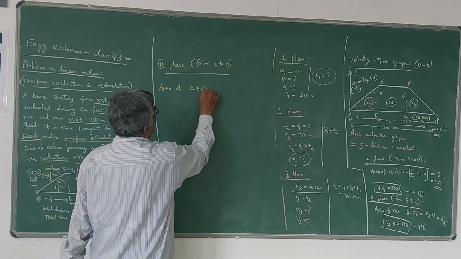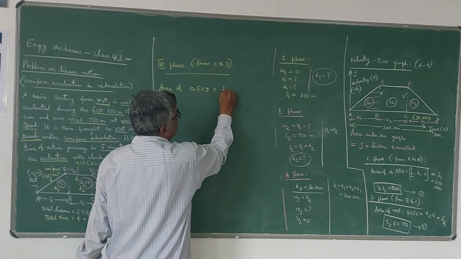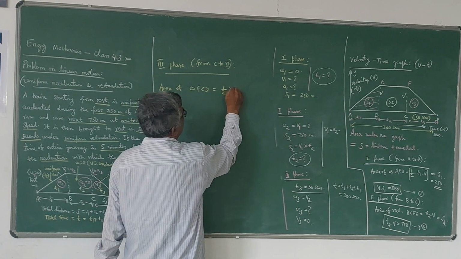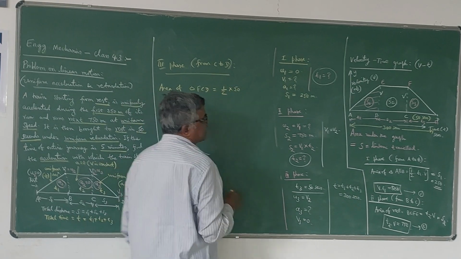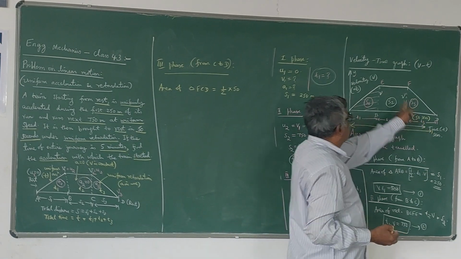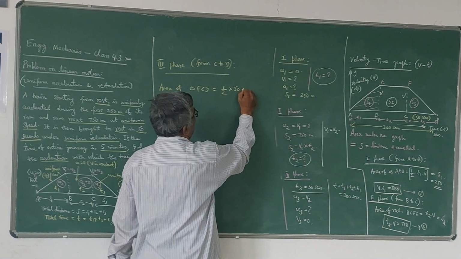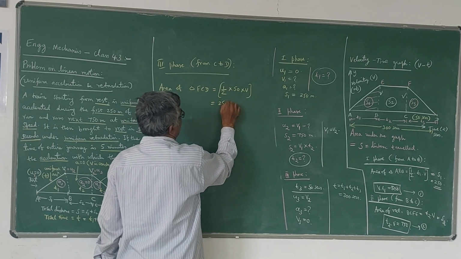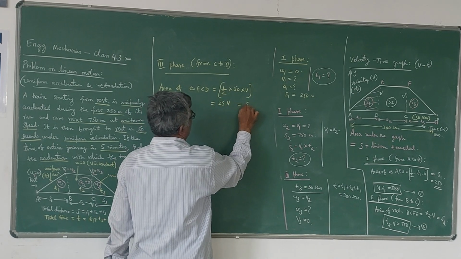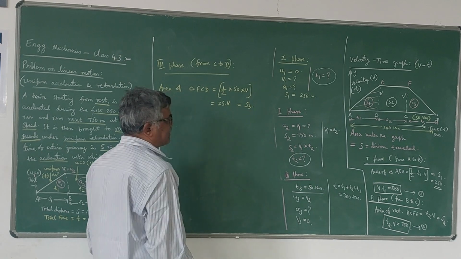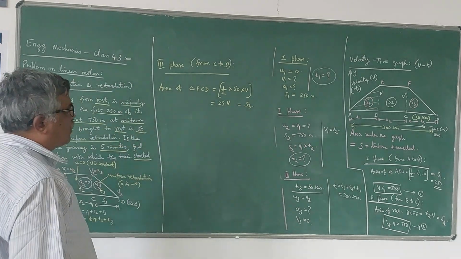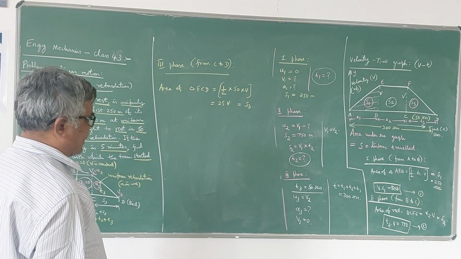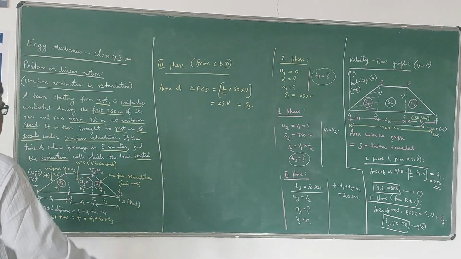Here the area of triangle FCD is given by half into T3. So here T3 is 50, please note it is known, into height V, velocity V. That means it is 25 times V. So this is equal to S3. Now you don't know the value of S3 here. So S3 is not known.